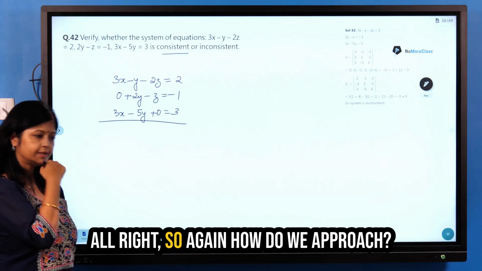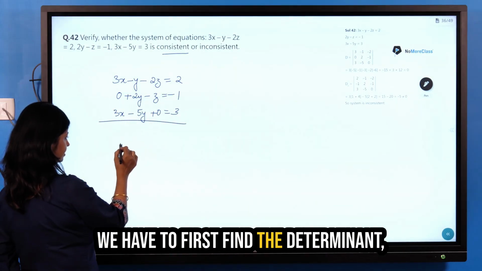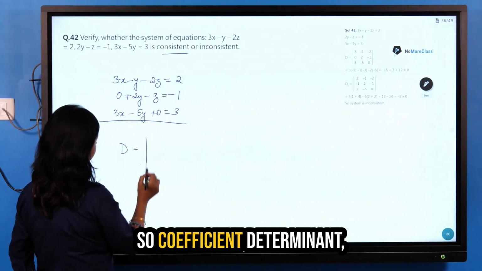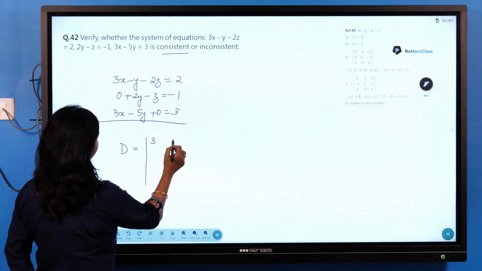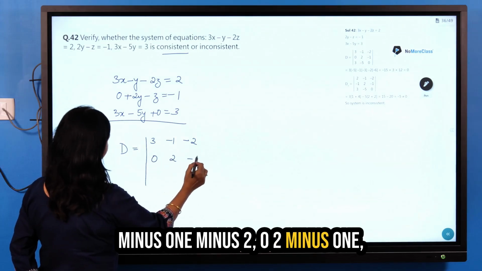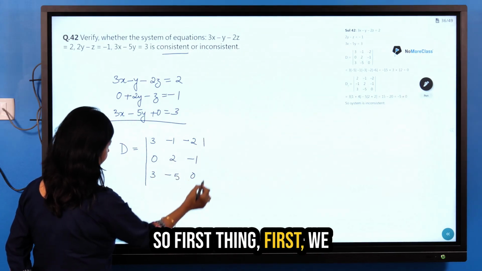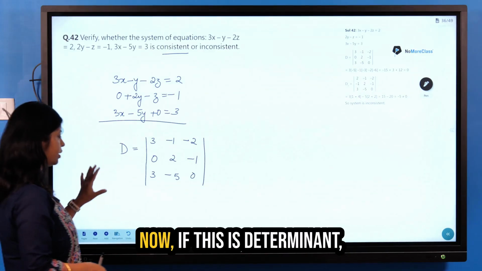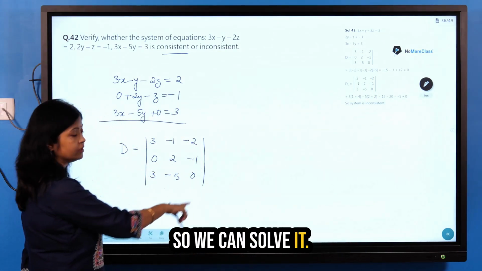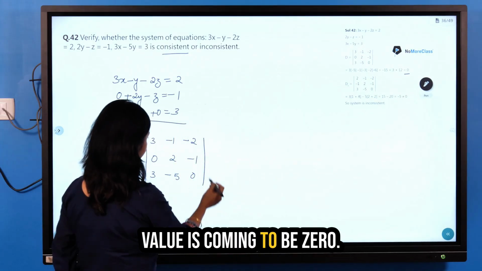All right. So again, how do we approach? We have to first find the determinant, which is found from the coefficients. So the coefficient determinant will be 3, minus 1, minus 2; 0, 2, minus 1; and 3, minus 5, and 0. So first thing first, we have to find the value of this determinant. If this determinant is not equal to 0, we can solve it uniquely, and here we can see that the determinant value is coming to be 0.